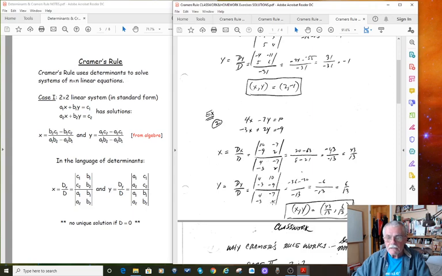bottom, okay? And on the top, to get the x value, we take the determinant sub x, which means we take the 10, negative 9, and replace the 4, negative 3. And to get the determinant sub y, we replace the coefficients in the y column with 10, negative 9. And here we go, and you work this out.